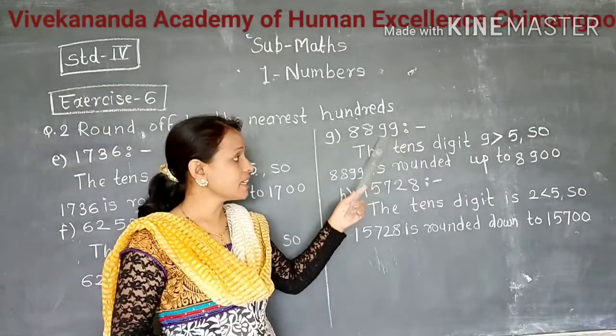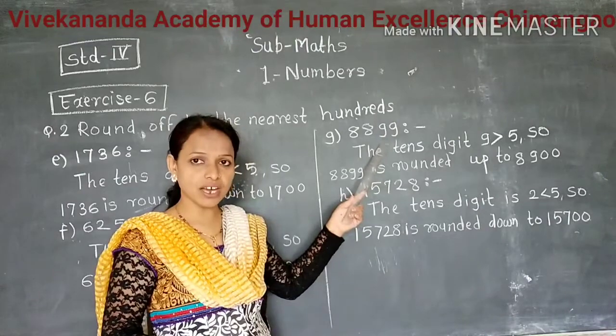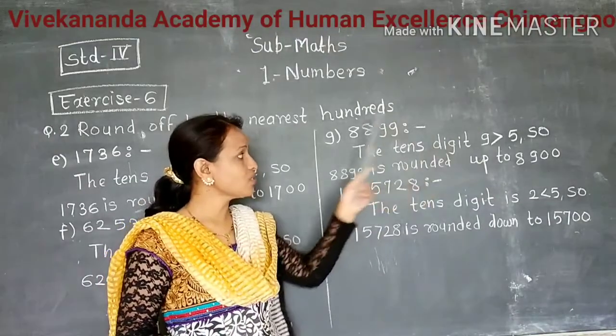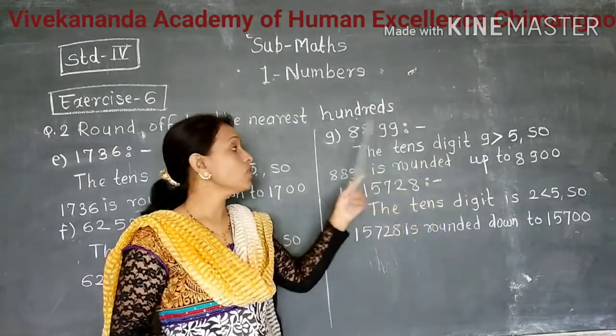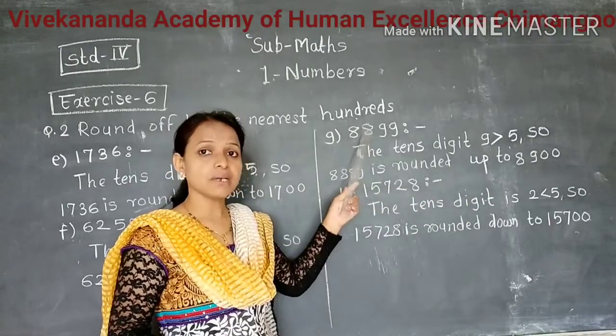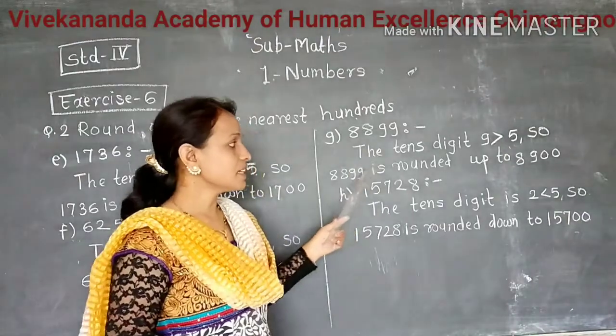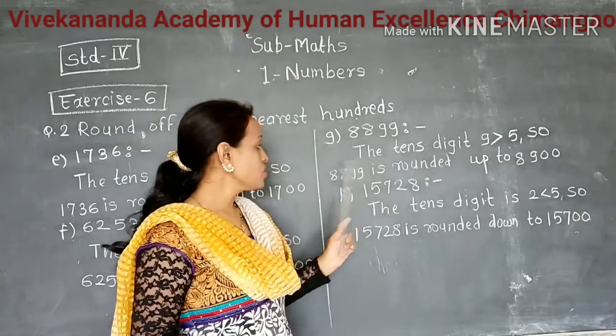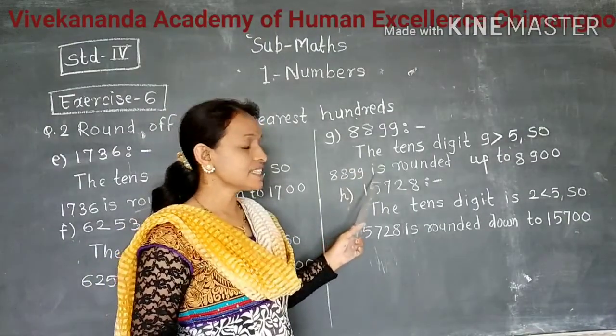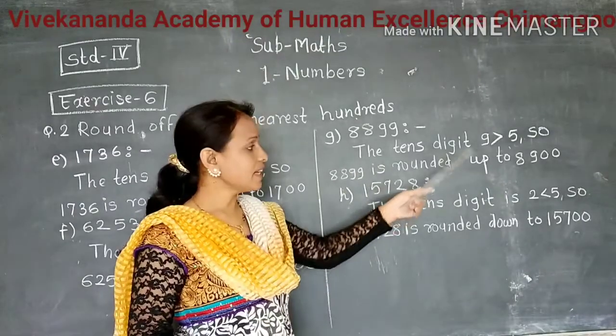Next number 8899. Here the ten's digit is 9 which is greater than 5. So the one's digit is replaced by 0, the ten's digit is replaced by 0 and the 100 digit is increased by 1, means 8 increased by 1 becomes 9. So what is your answer? The ten's digit 9 is greater than 5. So 8899 is rounded up to 8900.